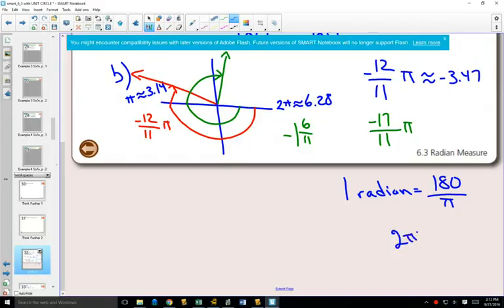You know that there's 2 pi in a circle. You know there's 360 degrees in a circle. Divide both sides by 2, and you would say, I know that pi radians is 180 degrees. Then if I want to find out what 1 radian is, I need to divide both sides by pi. So that's one way that you could get that 1 radian is 180 over pi. That means 1 degree is pi over 180. So maybe that helps you remember which is which.